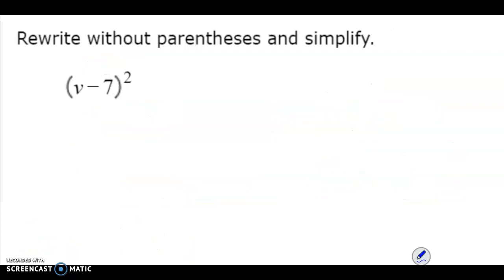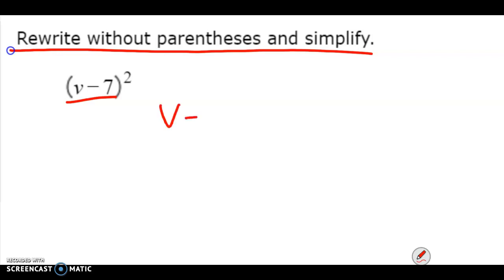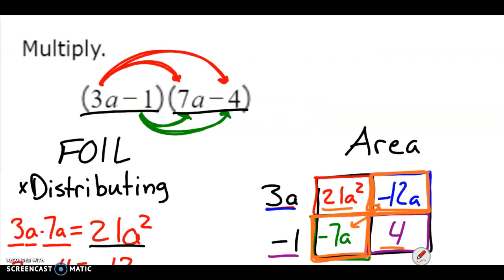Okay. Next one, I'm really trying to squeeze it into the 15 minutes here so we don't have 2 videos. Rewrite this. Okay. When you have something squared, we talked about this the last couple days. It's just that one piece times itself. You're going to have v minus 7 times another v minus 7. And now you're looking at the exact same thing as we did here with the binomials.